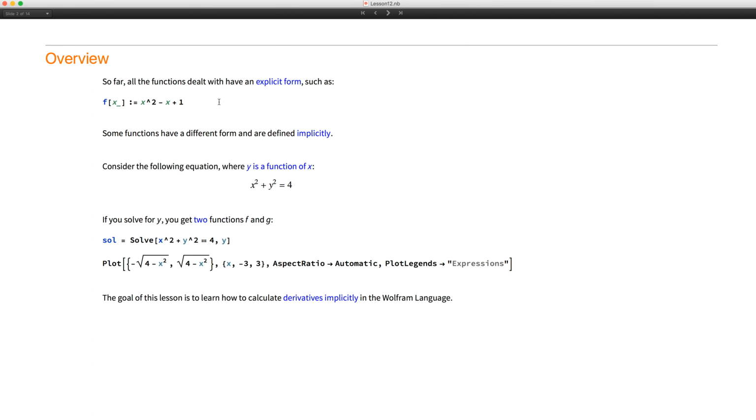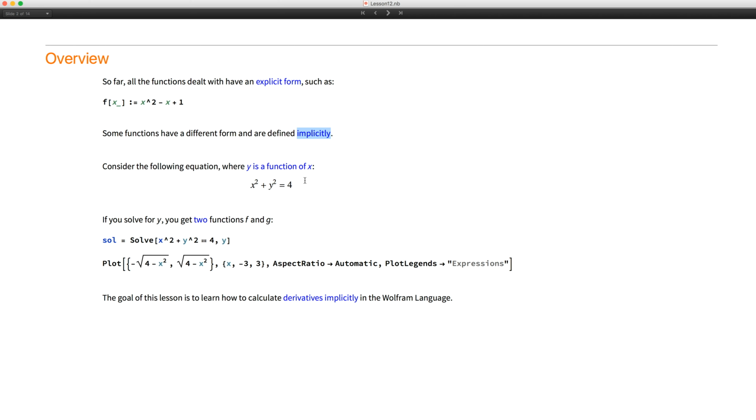So far, all the functions that we have considered are in so-called explicit form. For example, you have the function f, which is defined to be x squared minus x plus 1. Every time I give you a value of x, you could work out the value of f at that x. So that's an explicit function, but sometimes you have a function that's defined only implicitly.